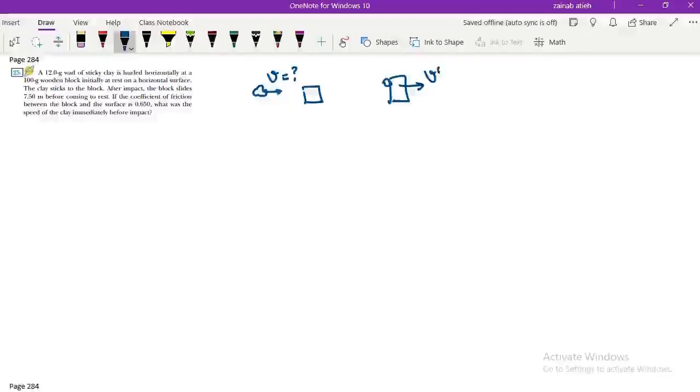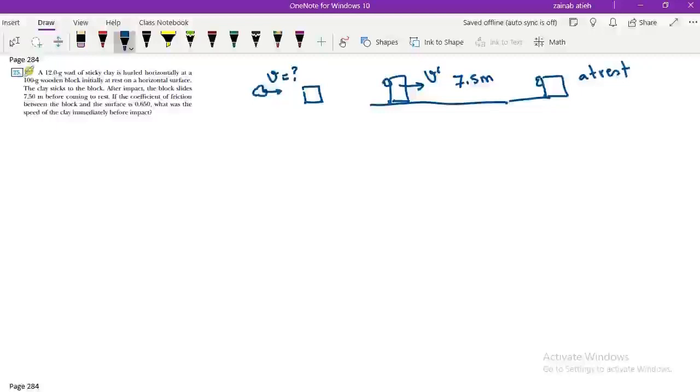After collision, the block and the clay will move together a distance 7.5 meters before the system stops. So the system will stop at the end, here at rest. So the problem is divided into two parts. Collision between the clay and the block.